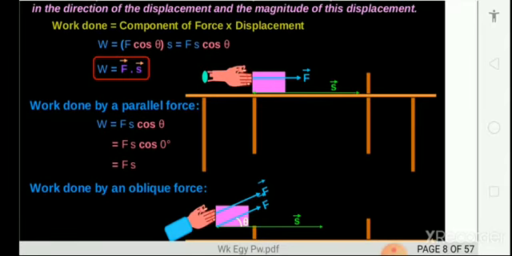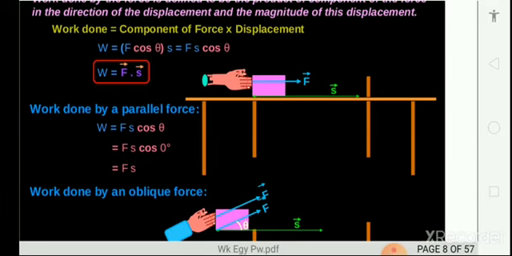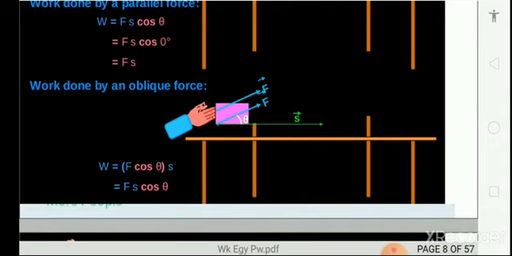Now, work done when a parallel force is applied on the object. Suppose you are pushing something, so what will it be? F s cos theta, where cos theta is 1 for theta equal to 0, so the work done will be F s, that is the maximum work. Now suppose the work is done by an applied or oblique force at an angle, so you will get F s cos theta. So here the work done also depends on theta.